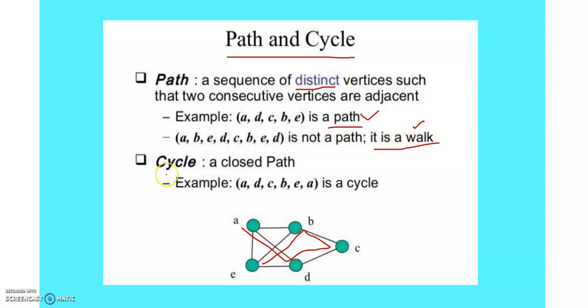Now what is a cycle? A cycle means a closed path. Now you see this is a path. When you start from a particular vertex, and after completing all the vertices you come back to the same vertex, that is called a cycle. This is A, the starting vertex. After E, which ends the path, you write the starting vertex. This is called a cycle. So a cycle means a closed path.